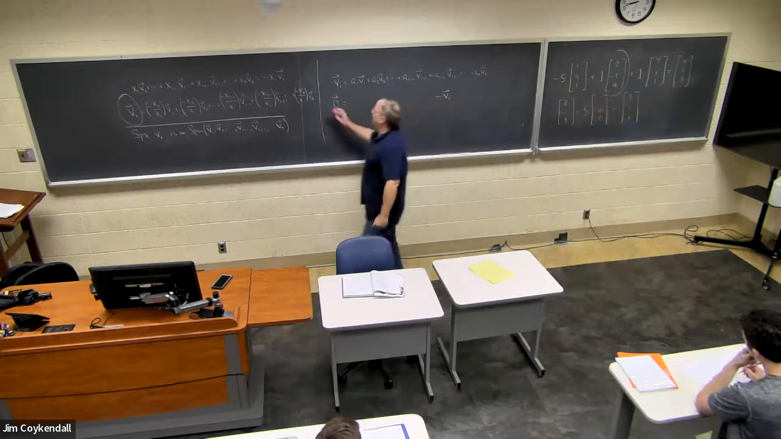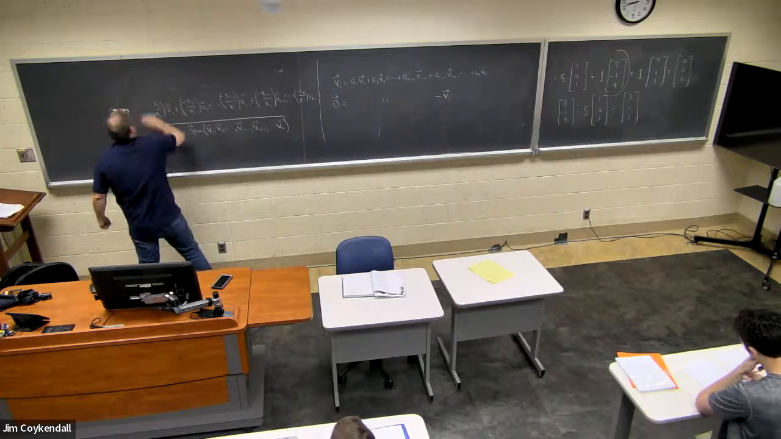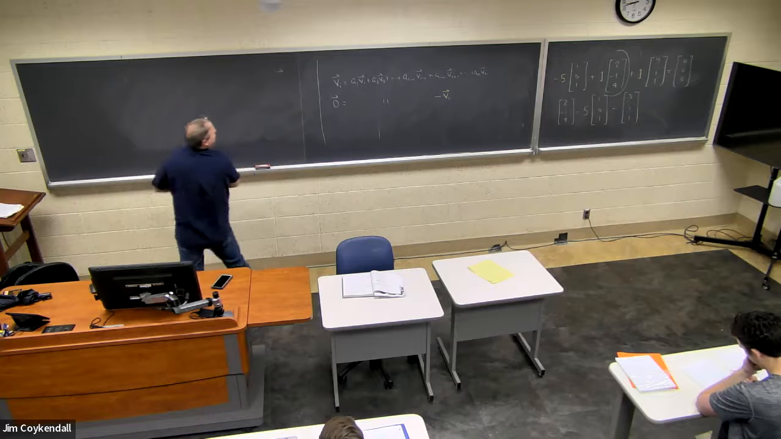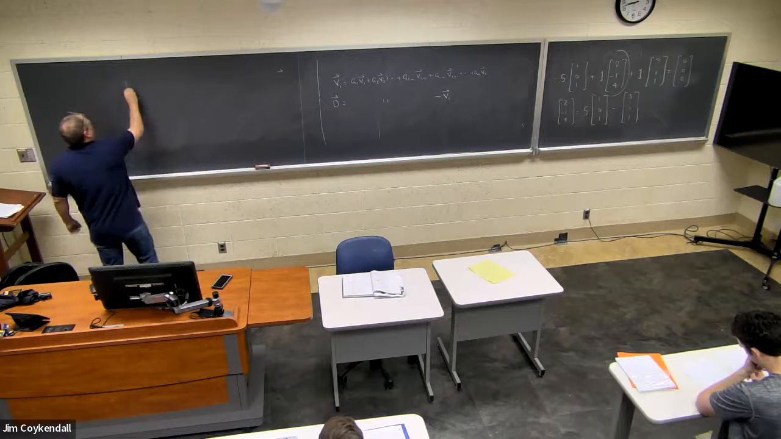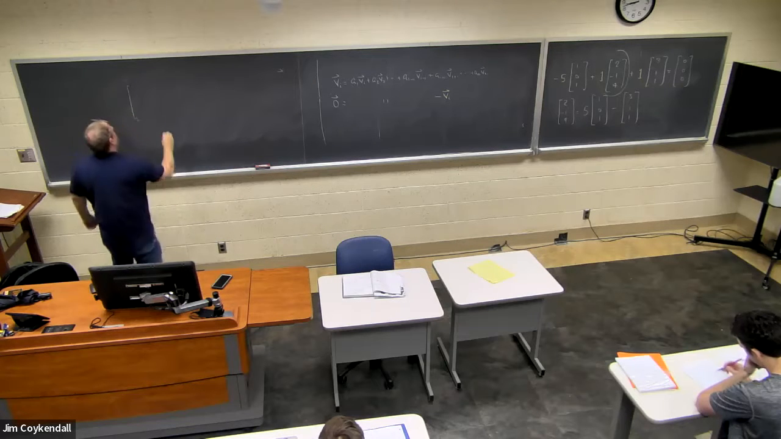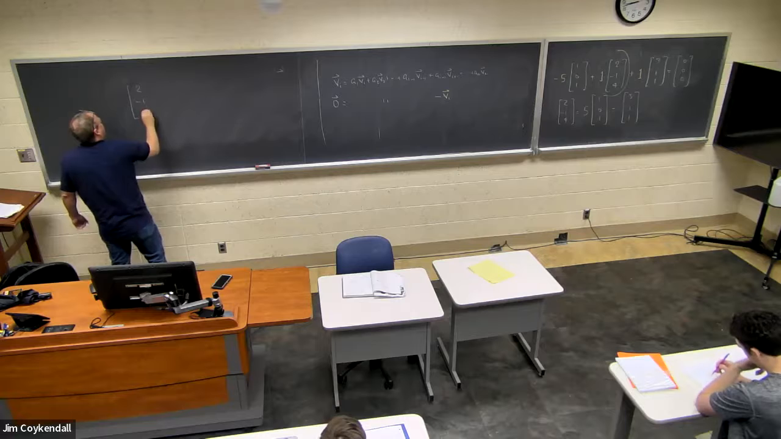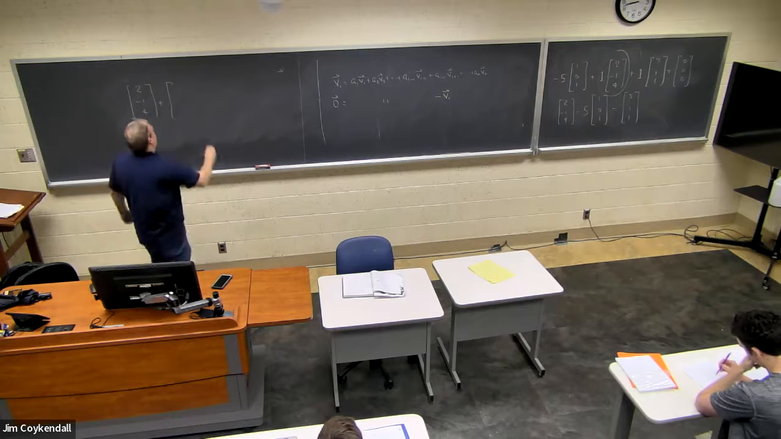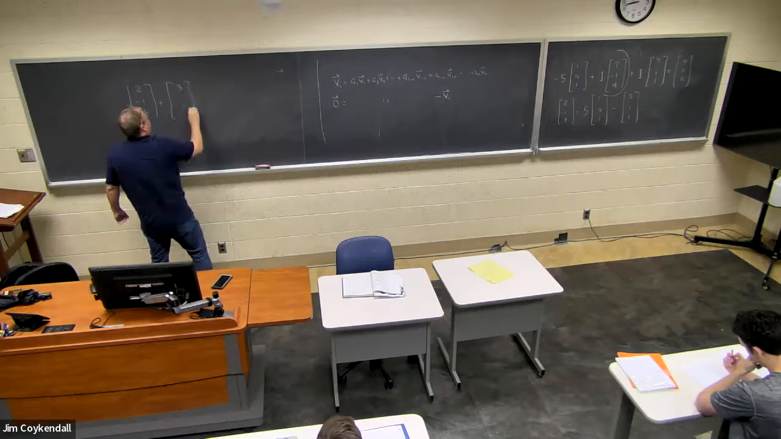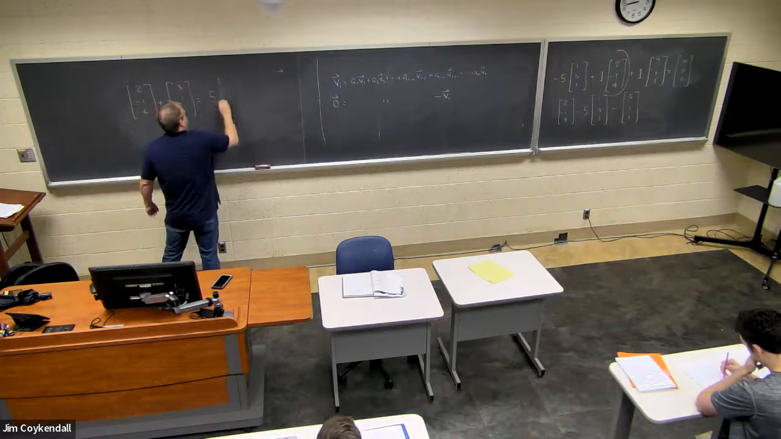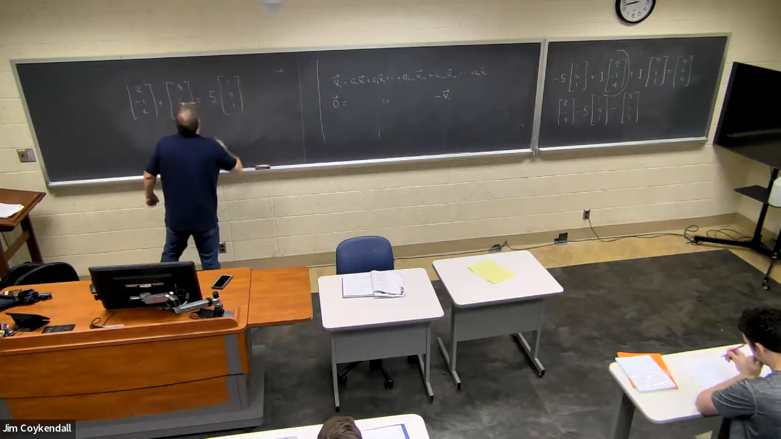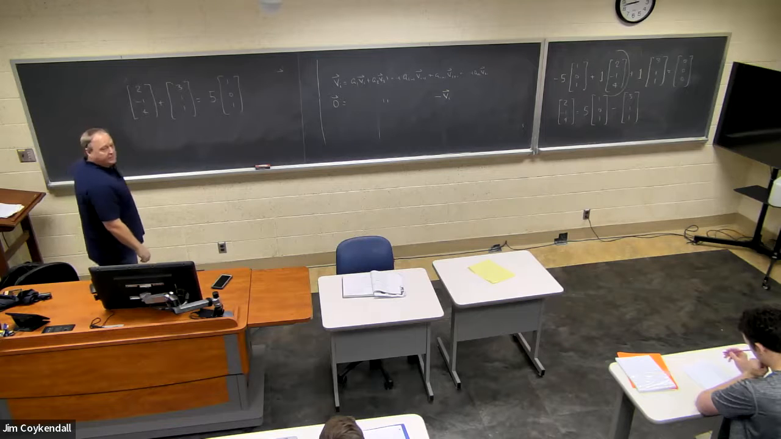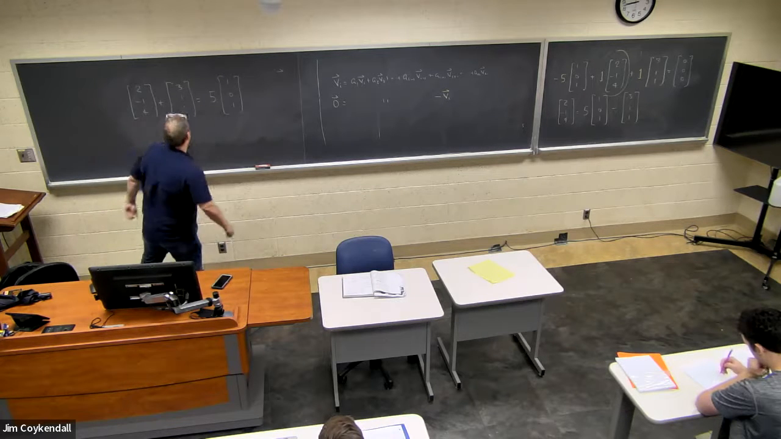So, for example, I can take 2, -1, 4 plus 3, 1, 1 equals 5, 1, 0, 1. Right. And now I can divide by 5.